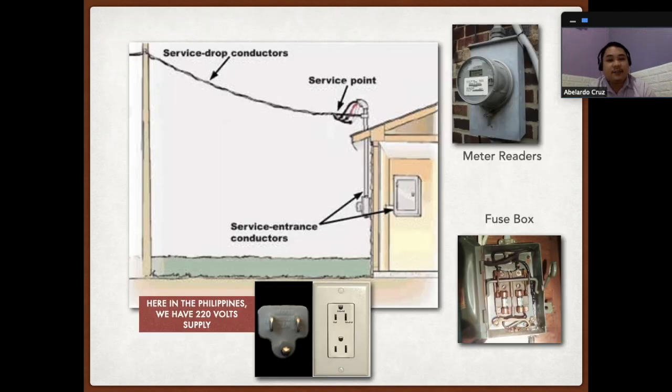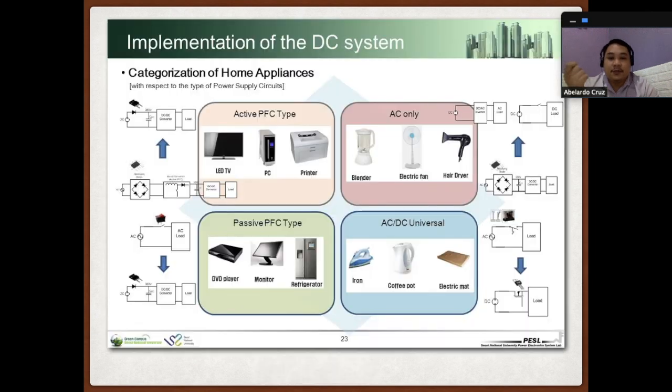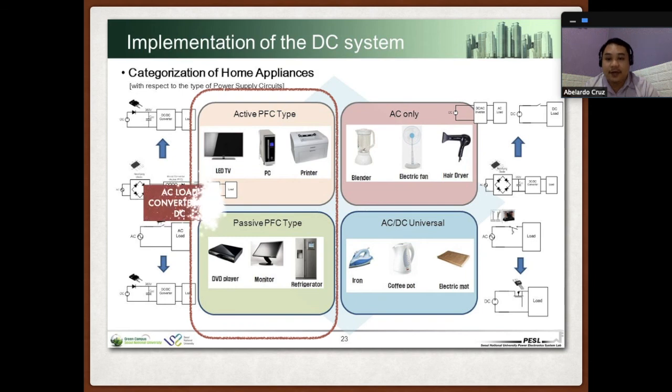And we have these different electrical devices such as the meter readers and the fuse box, and here in the Philippines, we have a 220 volts supply in our houses. Okay, so meaning to say when you plug in some appliances, they are 220 volts. Take note that what we are using is AC electricity, alternating current. Now, there are devices that require direct current.